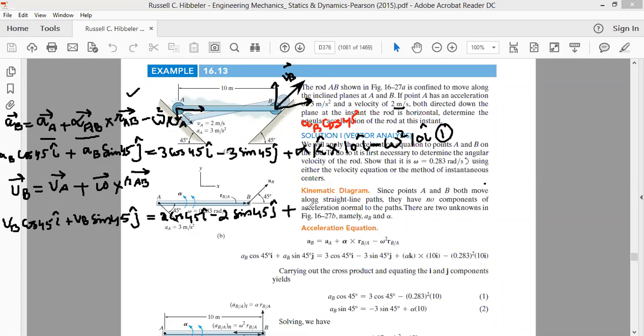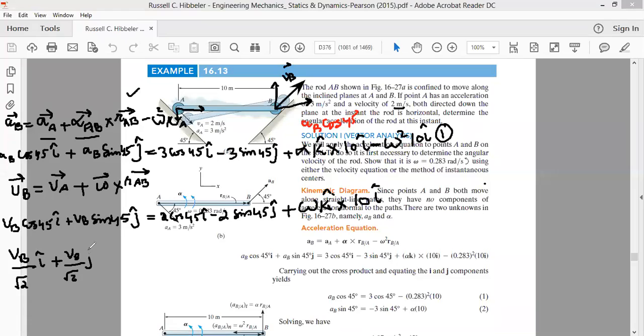Plus the angular velocity, which we don't know, except that since the rod AB is rotating in the anti-clockwise direction, if we curl our fingers in the anti-clockwise direction, the thumb will come along the z-axis. So we'll write this as omega k cap cross R_AB, where R_AB is 10 i cap. VB cos 45 is VB by under root 2 i cap.